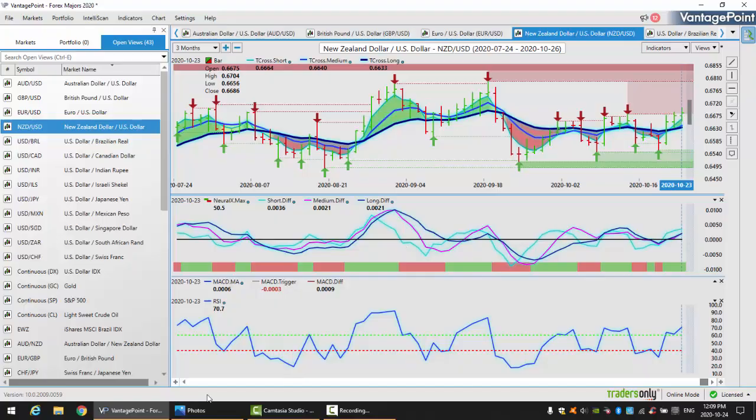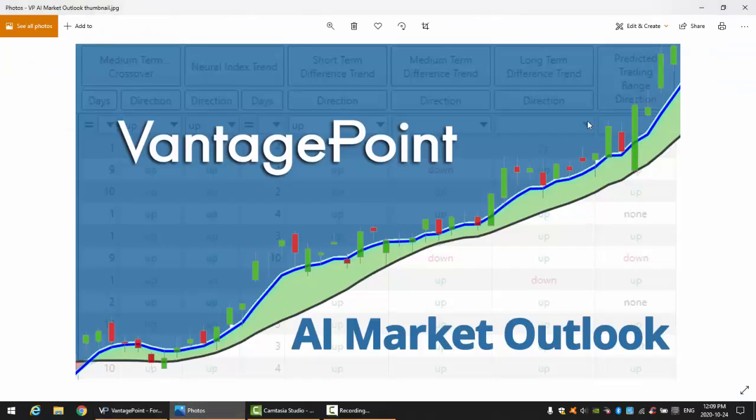So with that said, this is the VantagePoint AI market outlook for the week of October the 26th, 2020.